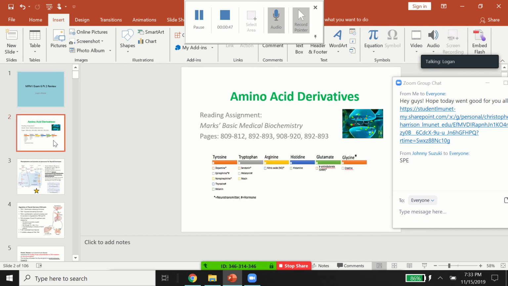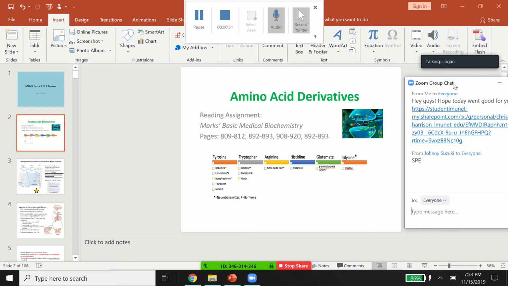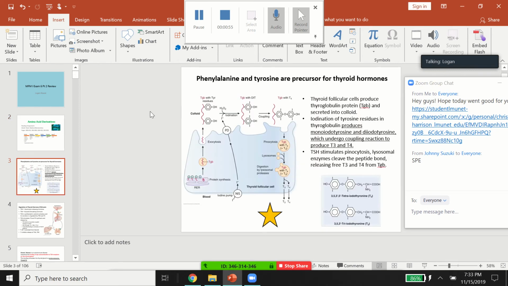So first, I was talking about amino acid derivatives. Let me move this chat a little bit out of the way. All right, so amino acid derivatives. This is the first one. Anyway, the thing I thought was important on this slide was knowing the process of how T3 and T4 are made.